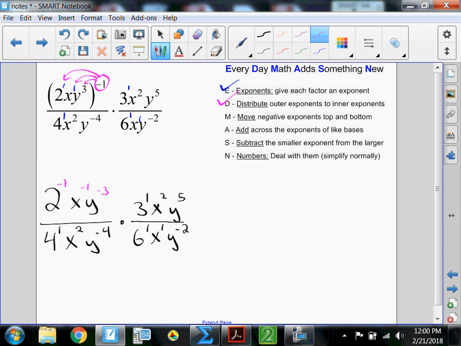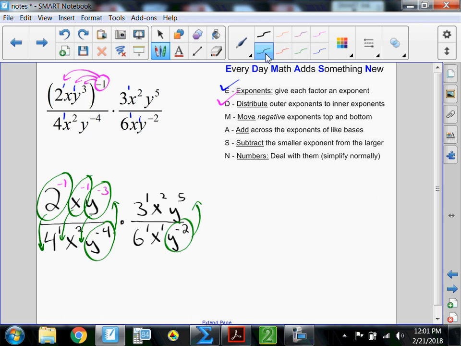Everyday math. Add something new. Math, M, means move. Any negative exponents get moved. So 2 to the -1 goes to the bottom of the fraction. X to the -1 goes to the bottom of the fraction. Y to the -3 goes to the bottom of the fraction. Y to the -4 is in the bottom, goes to the top. Y to the -2 is in the bottom, it goes to the top.